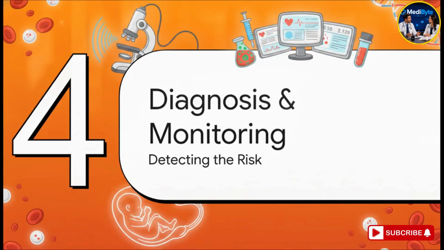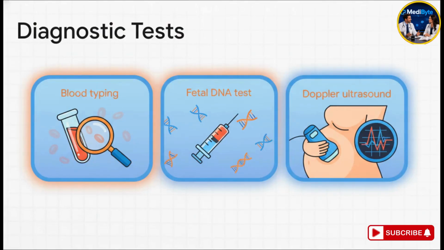Let's look at how we catch it in Section 4, Diagnosis and Monitoring, Detecting the Risk. Right at the very first doctor's visit, we screen the mom's blood type and look for those existing antibodies. If she turns out to be Rh negative, we'll want to test the father's blood type too. But what if the father isn't available, or we know he is Rh positive? This is where modern medicine gets amazing.